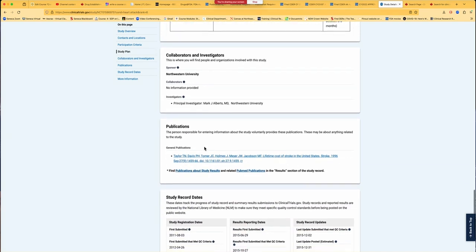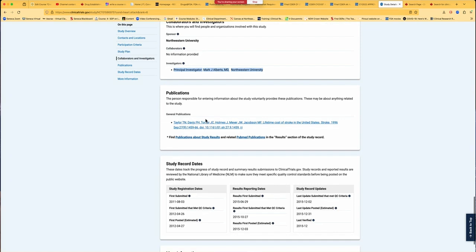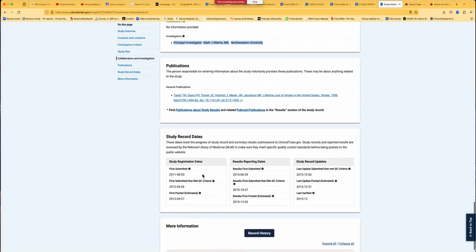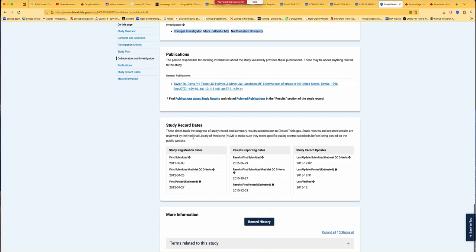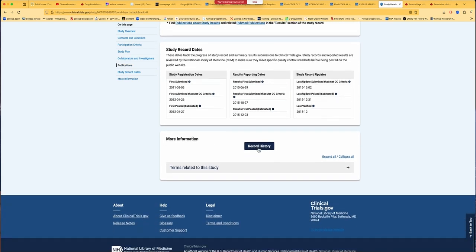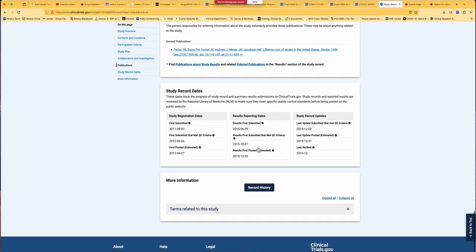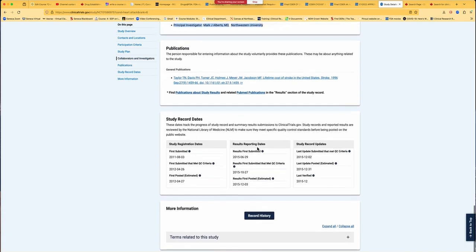Now, you can also look into the publications. This is Northwestern University. That was the sponsor, no collaborators. The principal investigator is this person from the university. If you have any question about the study, we are going to connect with that principal investigator as well. You have access to the publications and, of course, all of the study record dates. You can also look into the record history of the study just to know more about the study.